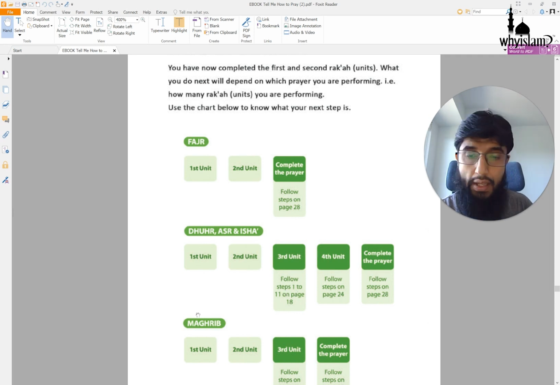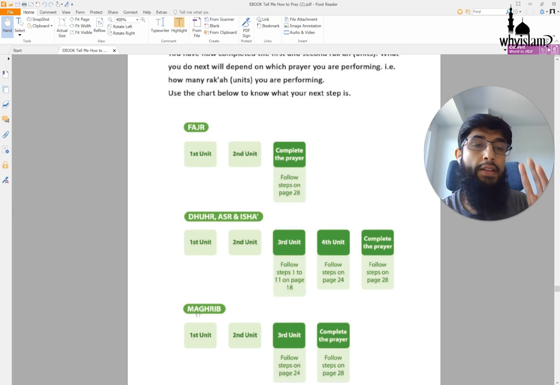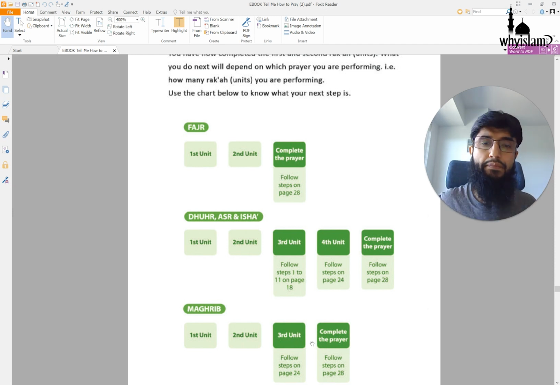Maghrib, which is the sunset prayer, is 3 units. So 1, 2, 3. If you want to remember: 2, 4, 4, 3, 4. So 2 for the morning, 4 for the afternoon, 4 again for the afternoon, 3 for the sunset, and 4 for the night prayer. I hope that makes sense.